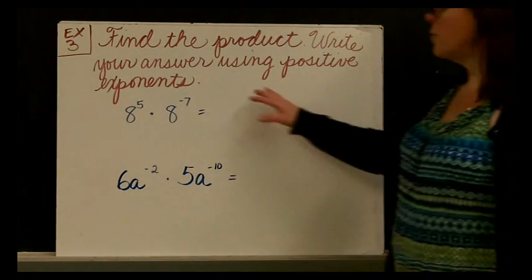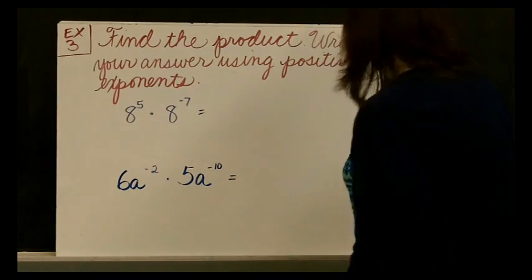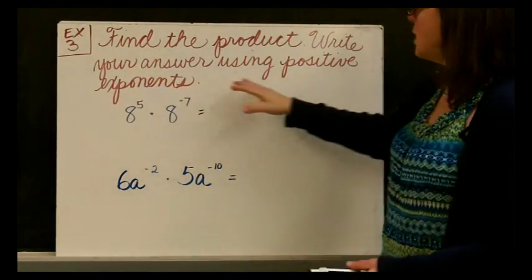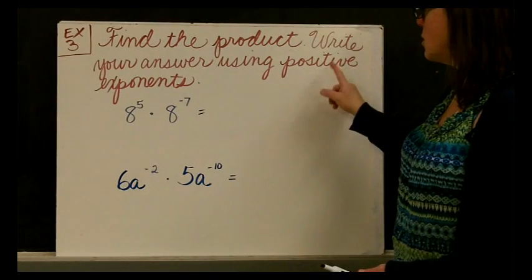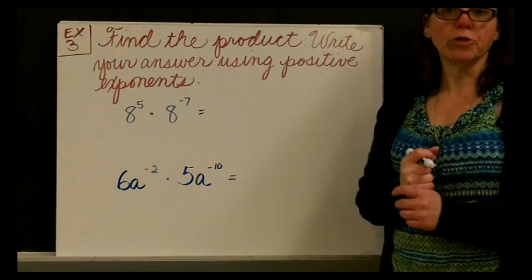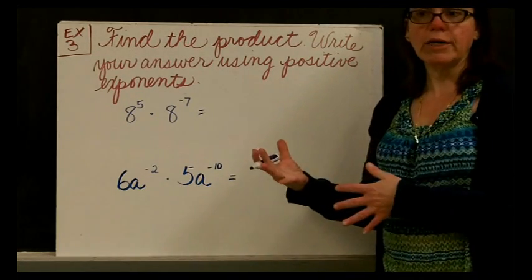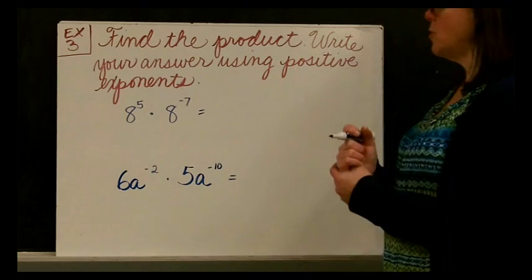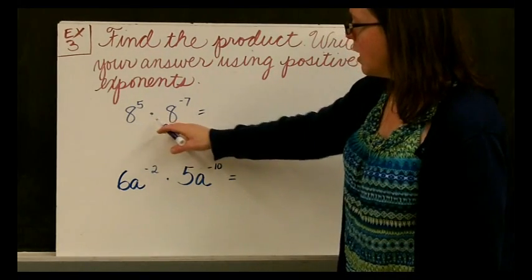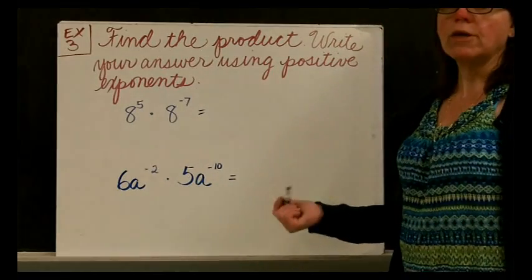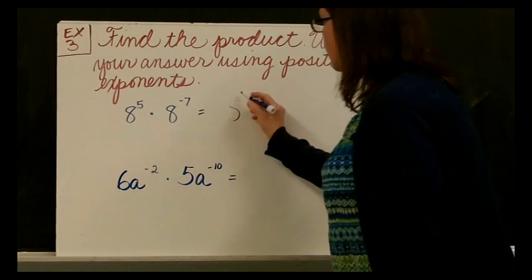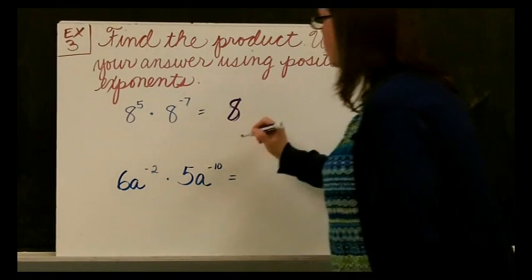And here we have example 3. We're going to find a product, and here the directions are key. You're going to write your answer using positive exponents. So here we're taking what we learned in the previous lesson and applying it here with negative exponents. What I see here is 8 to the 5th power times 8 to the negative 7. So right away we're recognizing that our base number is 8. So we move the 8 over.